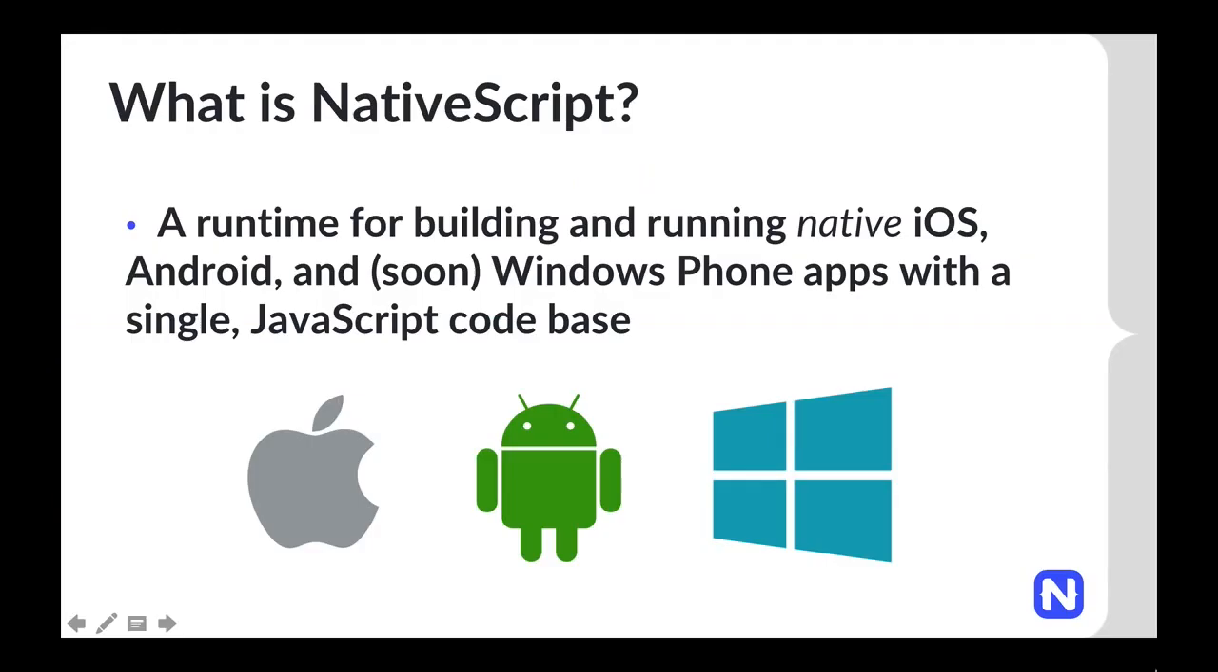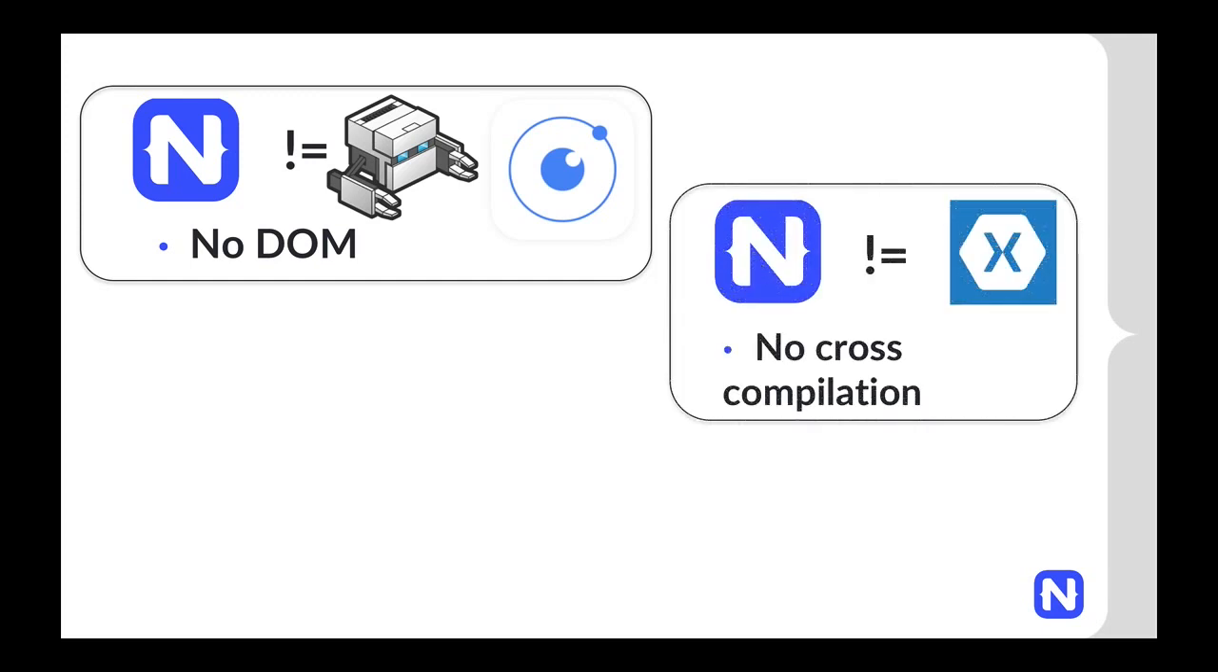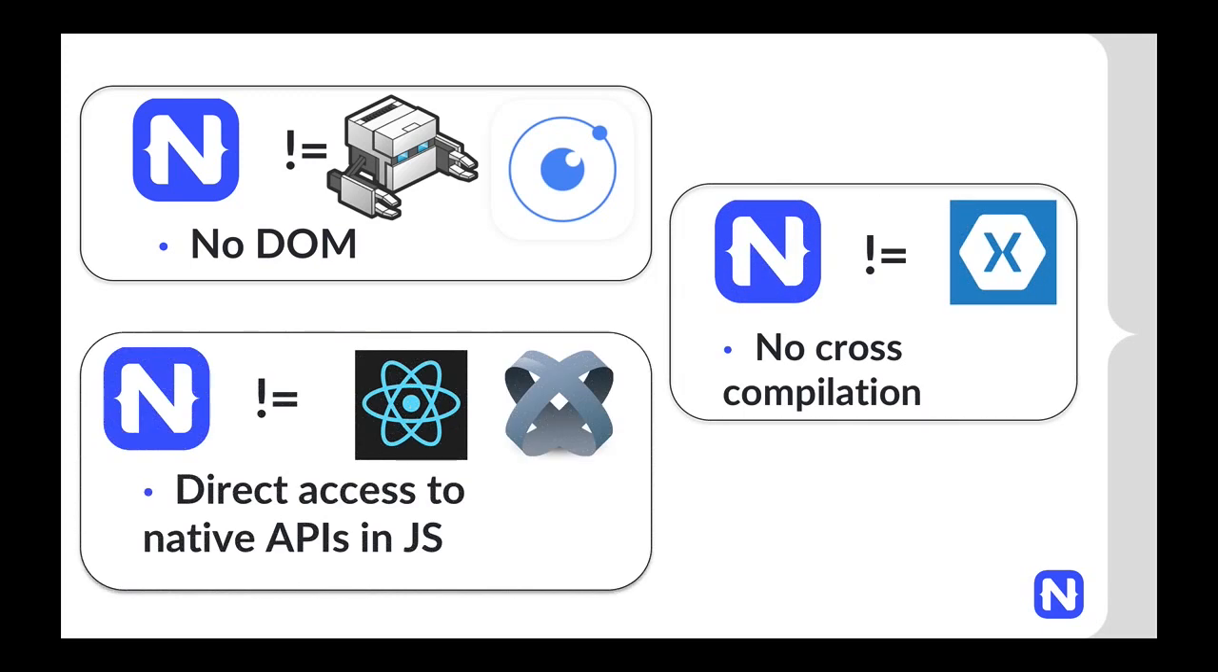So what is NativeScript? NativeScript is a runtime for building great mobile apps on iOS and Android, and soon for Windows, using languages and tools you're already familiar with, including JavaScript, TypeScript, CSS, and XML. So how is NativeScript different from the other great products out there right now? First of all, NativeScript is not like Ionic. There's no DOM for you to manipulate. We're not going to build hybrid mobile apps. We're building native mobile apps. It's not like React Native or Titanium because it does offer direct access to native APIs in JavaScript. And unlike Xamarin, there's no cross-compilation.